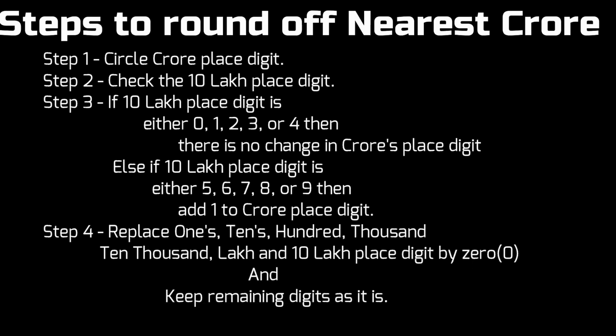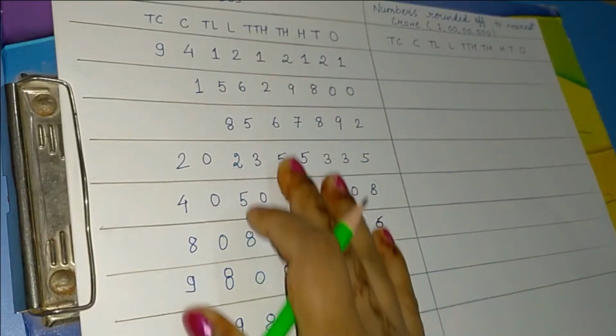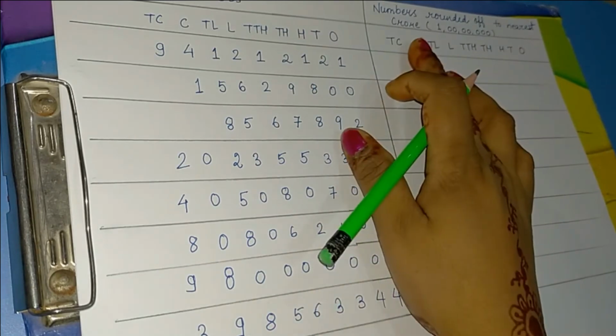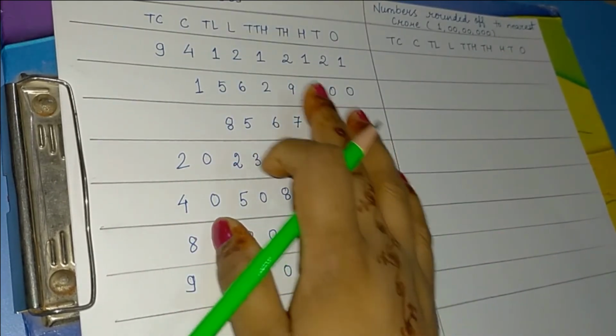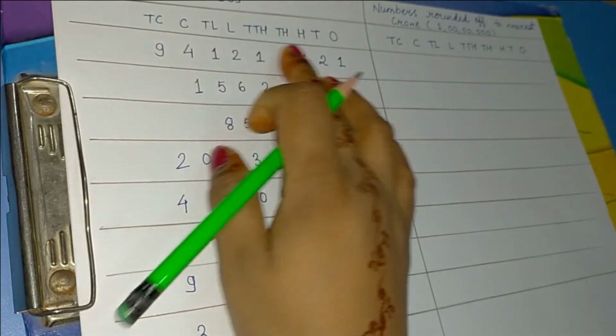Step 4: Replace the ones, tens, 100s, 1000s, 10,000s, lakh and 10 lakh digits by 0 and keep the remaining digits as they are. Let's round off some numbers to the nearest crore. Here are the numbers which we are going to round off to the nearest crore. Always keep in mind, whenever you write a bigger number, always write it with its place values for a clear presentation.